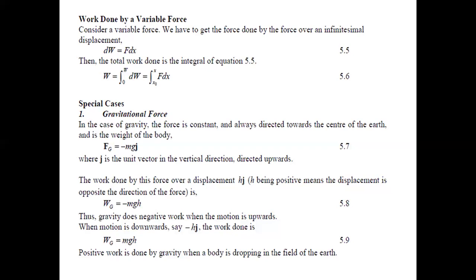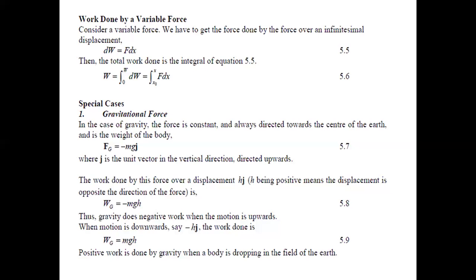to give us equation 5.5. Then the total work done is the integral of equation 5.5, that is from 0 to the work done W. We are adding little bits of dW on the right hand side from x0 to x of F dx, where x0 is where the work done was 0, and by the time we got to x, the total work done was already W. Let us look at special cases.